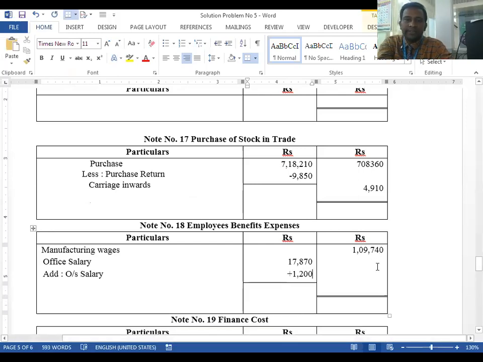What is the calculation? 17,870 plus 1,200. Yes, 19,070.